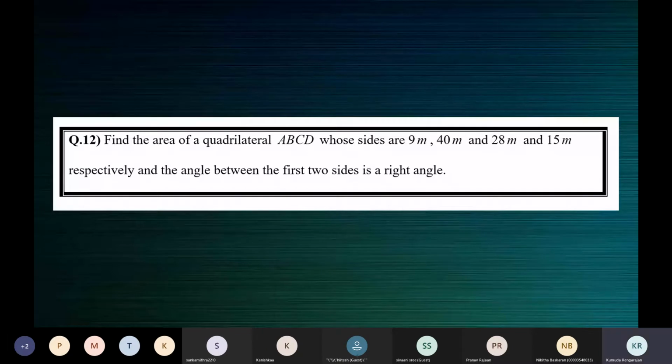Now it's given that the angle between the first two sides is a right angle. I repeat, you need to read the question and the figure is not provided. You need to make the figure by yourself. So what is quadrilateral ABCD? Important: the angle between the first two sides, that is AB and BC, is a right angle.